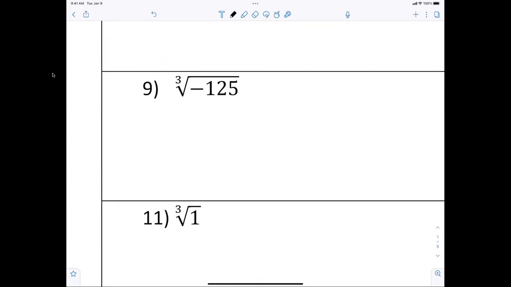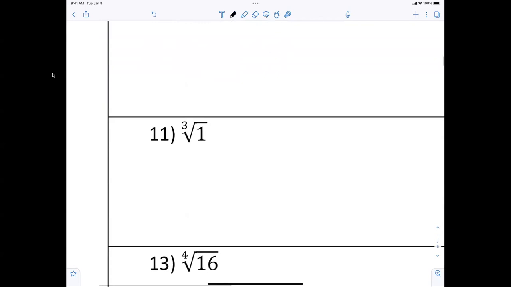You don't need a calculator for that. Come on. What kind of 5? Yes, -5, because -5 times -5 times -5 is negative 125. Well, again, this is embarrassing. I shouldn't have put this one. Cube root of 1, though, is what? 1. All right, cube root of 1 is 1.